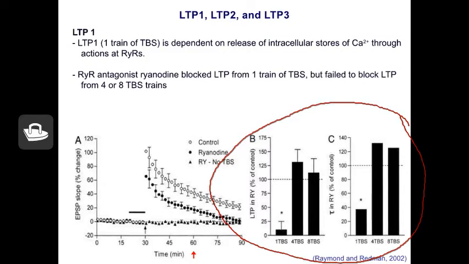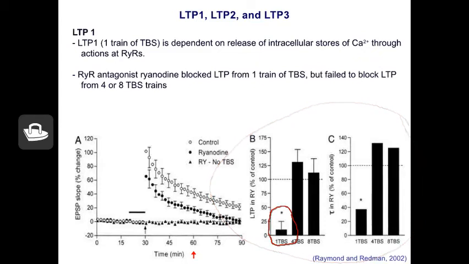The first bar graph shows that ryanodine knocked the strength of potentiation for one train of TBS stimulation down to about 10% of the potentiation in controls that were also administered one train of theta burst stimulation. And it shows that ryanodine did not disrupt the strength of potentiation when the sections were treated with 4 or 8 trains of stimulation, that is LTP2 or LTP3.